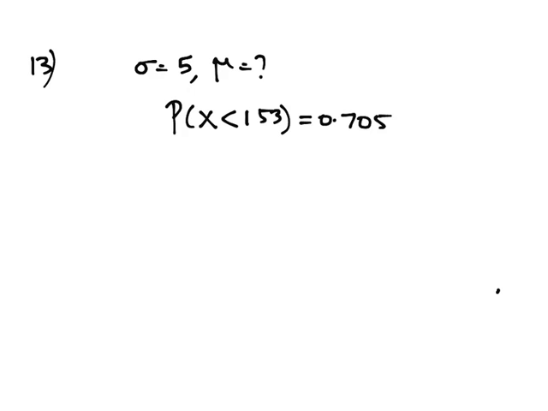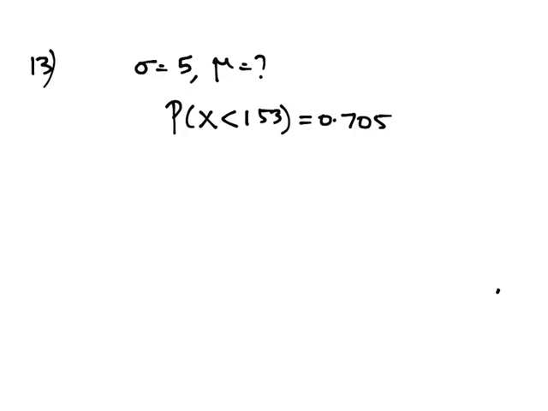Fine. Let's look at the 13th problem in the worksheet. The heights of boys at a particular school follow a normal distribution with standard deviation of 5 centimeter. So sigma is 5, mu is not given, mu is a question mark. The probability of a boy being shorter than 153 is 0.705. So probability of x less than 153 is 0.705.